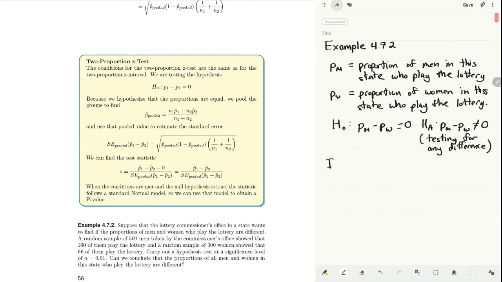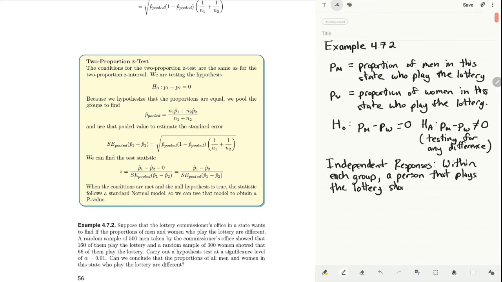So now the next step is to check the assumptions and conditions. So we have the independent responses. And so within each group, a person that plays the lottery should not affect other people playing the lottery.